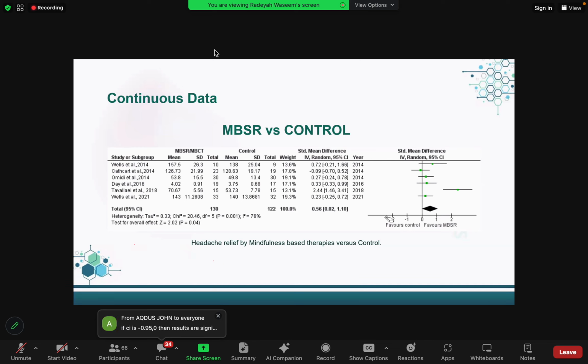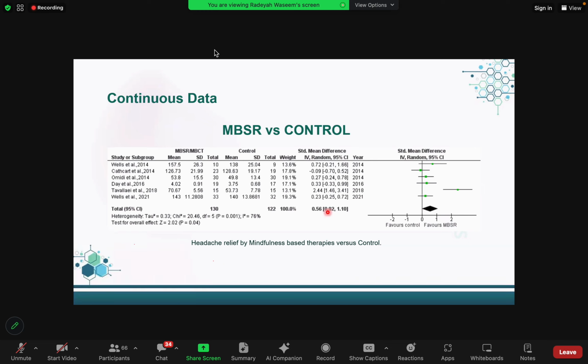Can you repeat how we determine significant or not by looking at values? Okay, Nidal. If the confidence interval is minus 0.95 to 0, then the result is not significant. It's touching 0, right? If it's touching 0, it becomes non-significant. But again, look at the p-value. The p-value is the most important. If you have any confusion with the confidence interval, you look at the p-value.